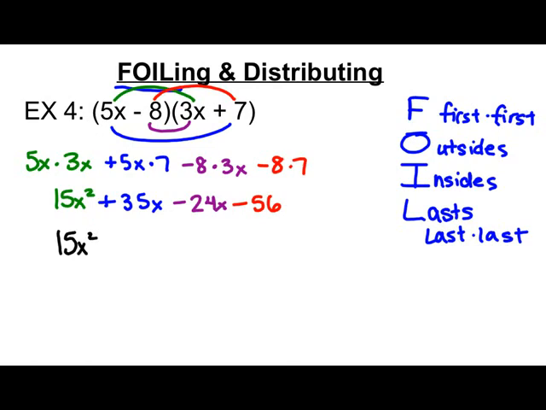Then I list my x's. I have 35x minus 24, noticing I did not change the sign there. On the same side, we're just simplifying, so we use the sign it has. This yields 11x. And lastly is my constant, which is a negative 56. If I had any other integers, I would add them to it as well. So that's the basic process of how to FOIL.